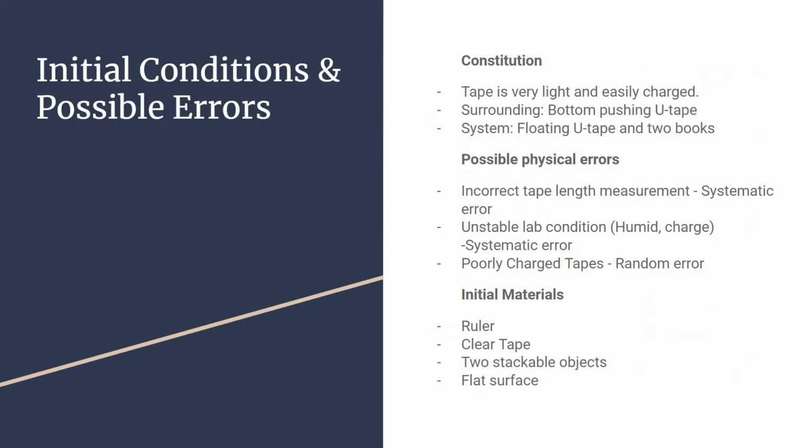And I set the surroundings as the bottom U tape and the system as the floating U tape and two books, and analyzed the possible errors: incorrect tape length measurement as an estimator, unstable lab conditions like humidity or charges as an estimator, and poorly charged tapes as a randometer.